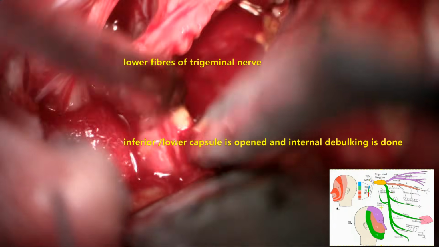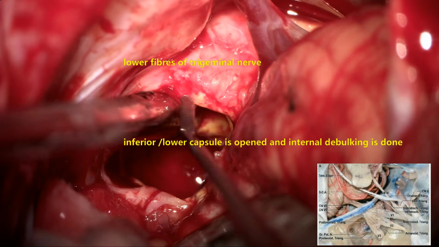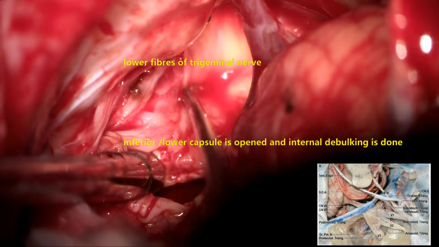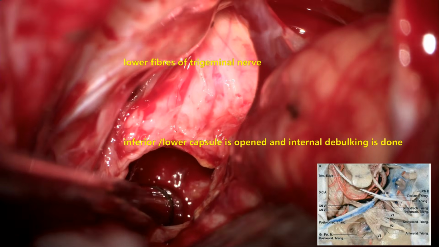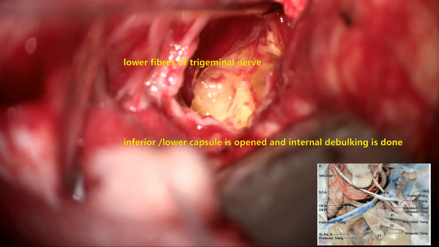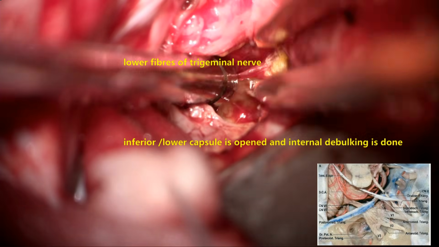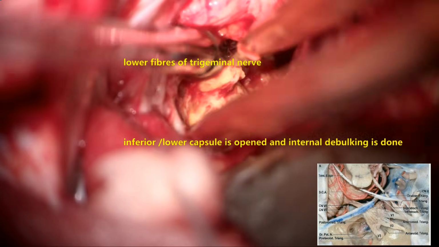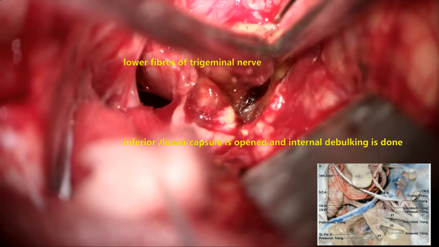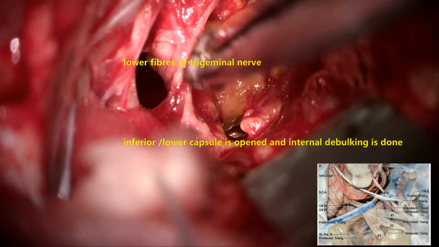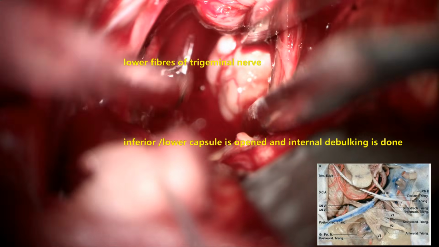The capsule is opened and internal debulking of the tumor is started as shown here, and the inferior part of the tumor is debulked. Now the superior part of the tumor is gently brought into the operating field, debulked, and separated from the surrounding cerebellum and neurovascular structures. There is a Dandy's vein, the petrosal vein, on the surface of the tumor, which needs to be preserved and protected under any circumstances. The deeper part of the solid component of the tumor is being debulked.